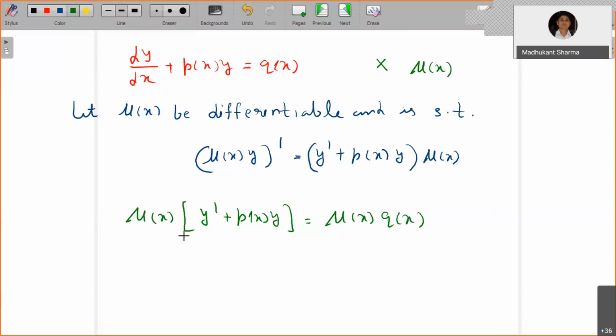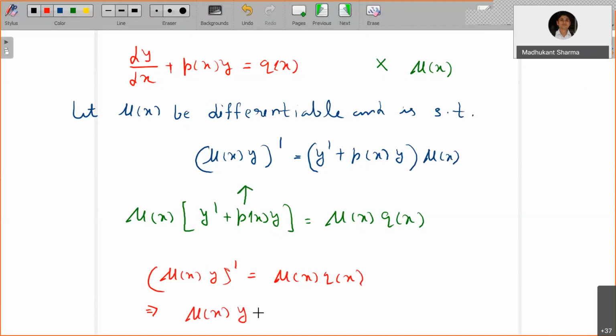Now if mu of x is such that it takes the left hand side to the derivative of mu of x times y, then you have the derivative of mu of x times y is equal to mu of x times q of x, and now you can integrate both sides. You can show that that's going to be mu of x times y is equal to the integration of q of x times mu of x dx plus one arbitrary constant c.